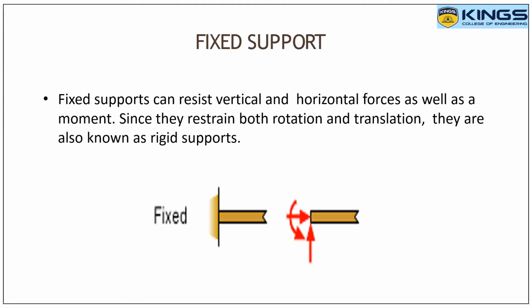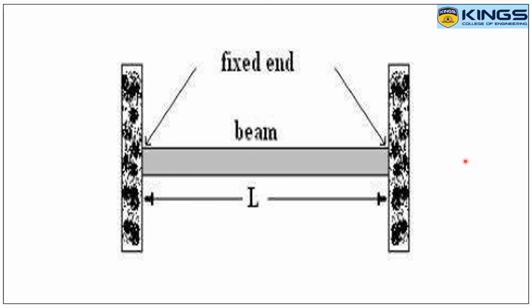Fixed supports can resist vertical and horizontal forces as well as moment, since they restrain both rotation and translation. They are also known as rigid supports. So fixed support is otherwise known as rigid support, because it restrains both rotation and translation. Translation means linear and rotation means angular. This is also another example of a rigid support or fixed support of a beam, which is fixed at both the ends.